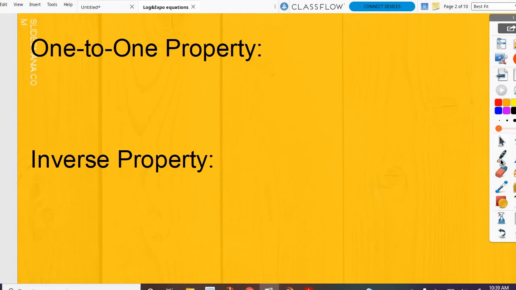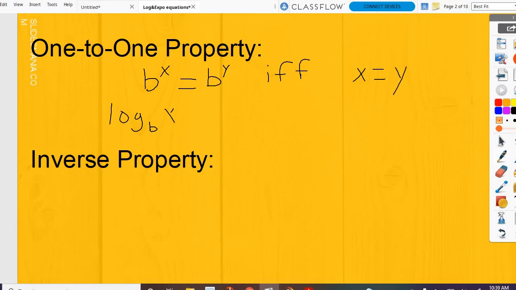So remember that our one-to-one property tells us that if we have things that have the same base, then our exponents must equal each other. Or if it's a logarithm, then whatever's inside of the logarithm must equal each other.